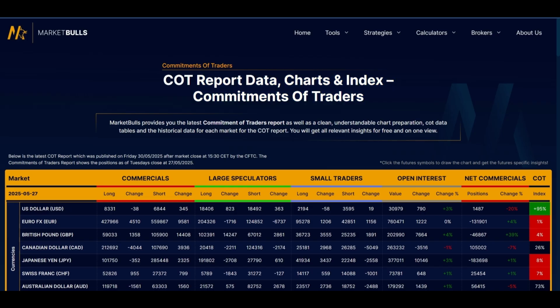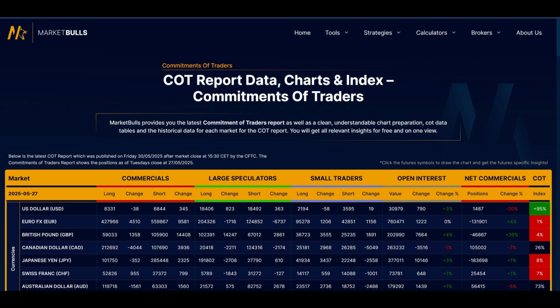What you're going to see in the majority of cases is a very similar report, or exactly the same report, coming from all the different COT providers, right? That just suggests that the COT data is accurate. So you can use multiple sources. You don't need to use Market Bulls, and I would suggest you use multiple sources to double check.